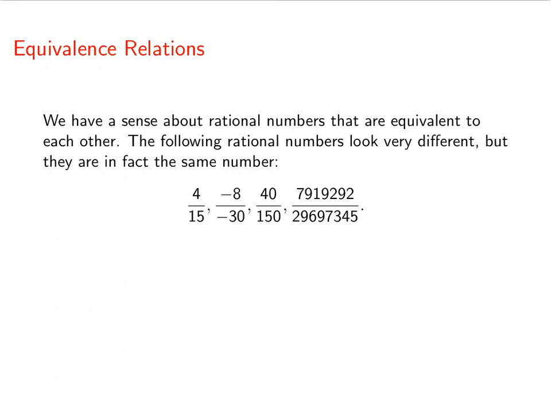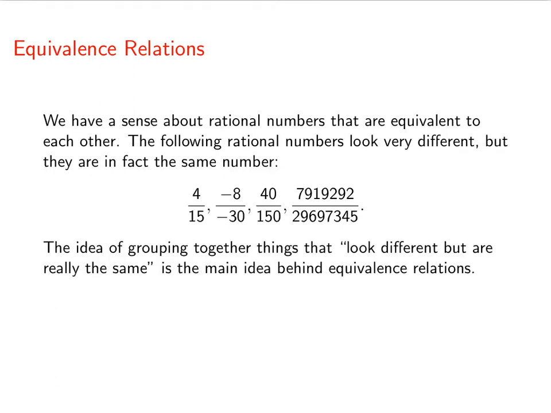And obviously, 4/15 is equal to 7,919,292 over 29,697,345. I mean, this is obvious, right? So all of these are the same, they just look different. So this idea of grouping things together that look different but are really the same, that's going to be our main idea behind equivalence relations. There's going to be an equivalency that we're going to be looking at.